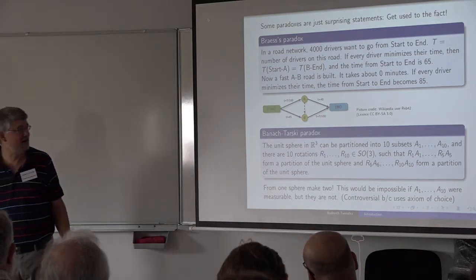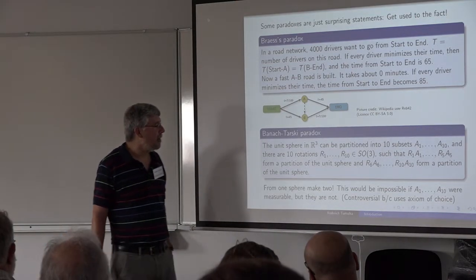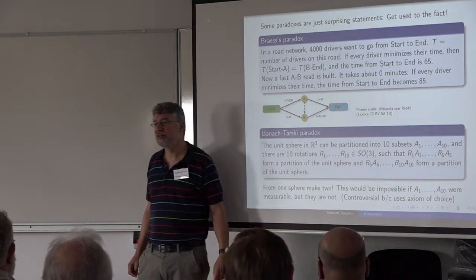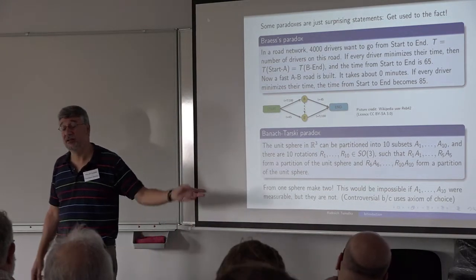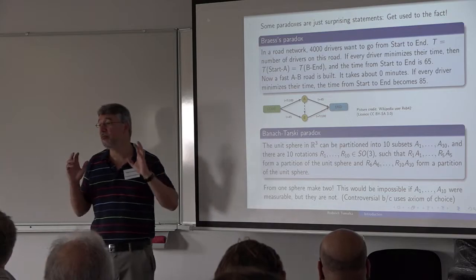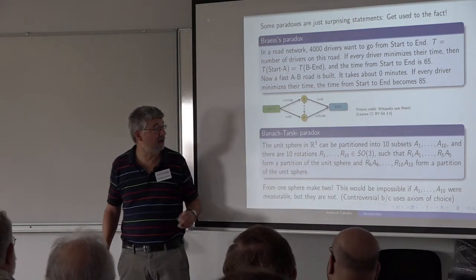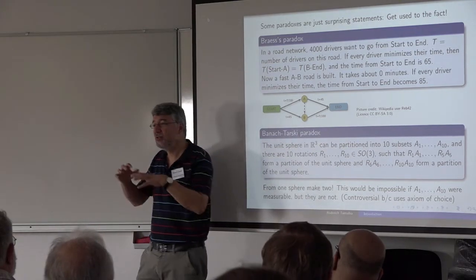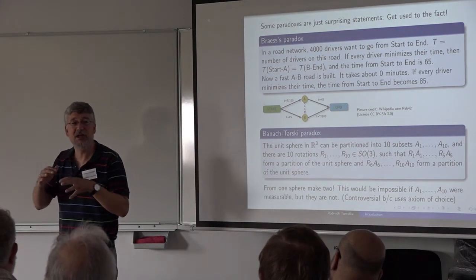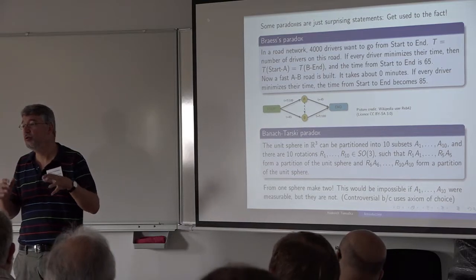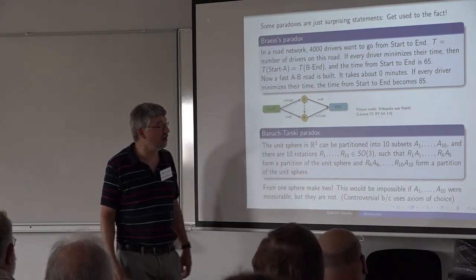It's called the Banach-Tarski paradox. It's a theorem in mathematics, also in set theory. So Banach and Tarski gave proof of that statement, the mathematical proof. Consider the unit sphere in R3. It can be partitioned into 10 subsets. Partition means a disjoint union. It can be written as a disjoint union of 10 subsets.